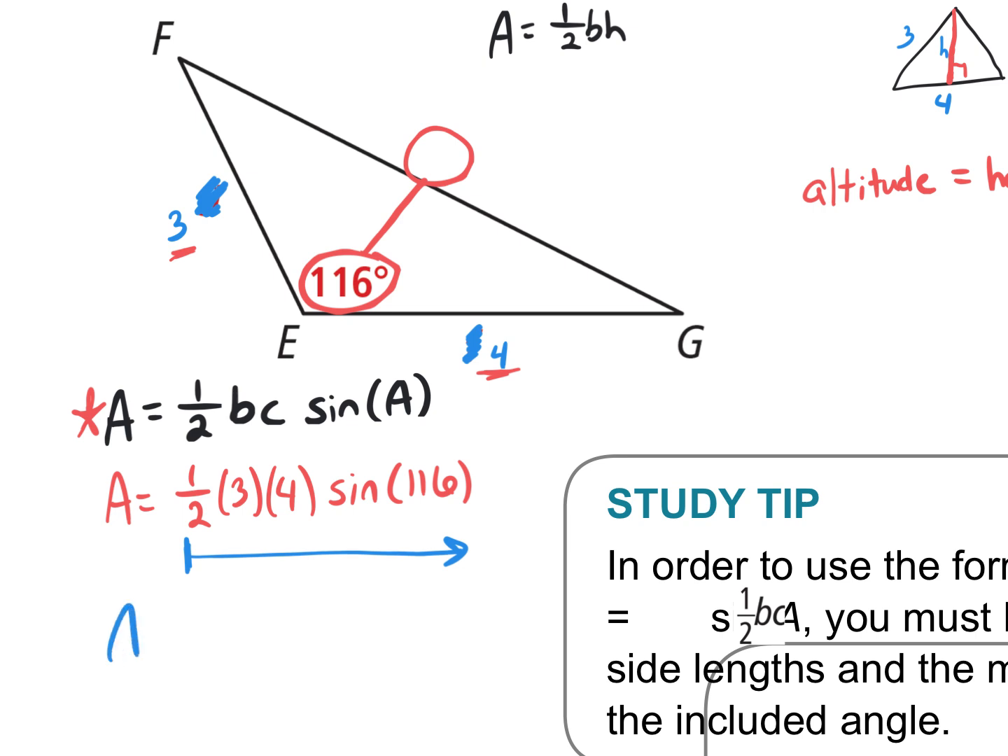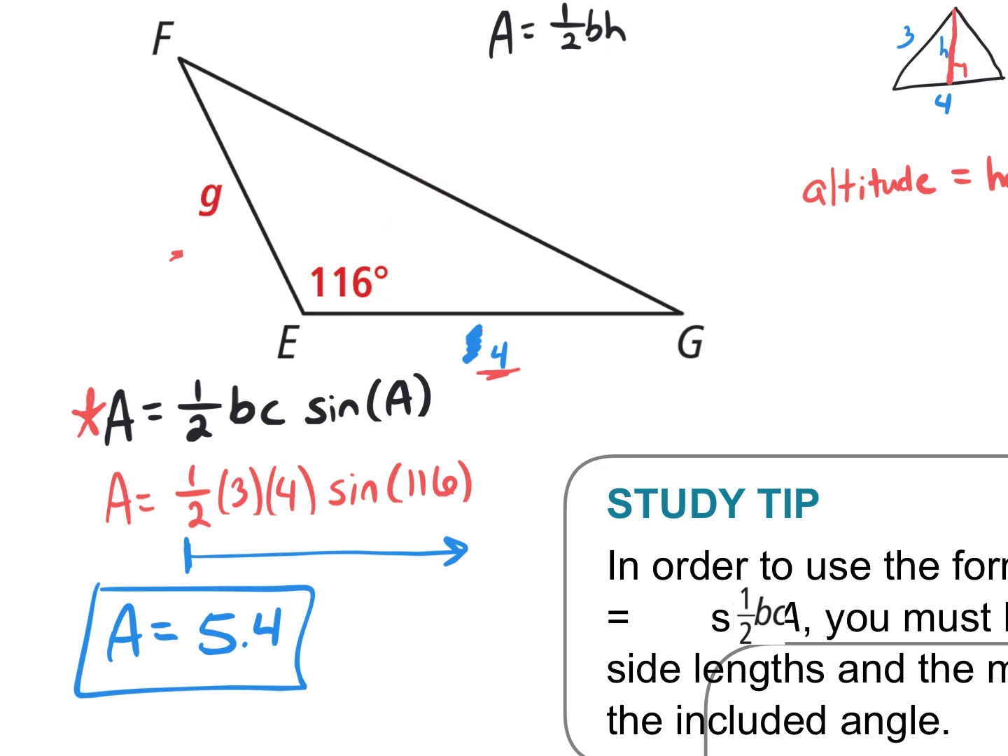For your area, let's stick to the tenth. You should get 5.4 if you type that in your calculator. Using that formula without the altitude, we found the area. Okay, now can we find the altitude now that we know what the area is? Ideas. Since we know what the area is, can we find the altitude?